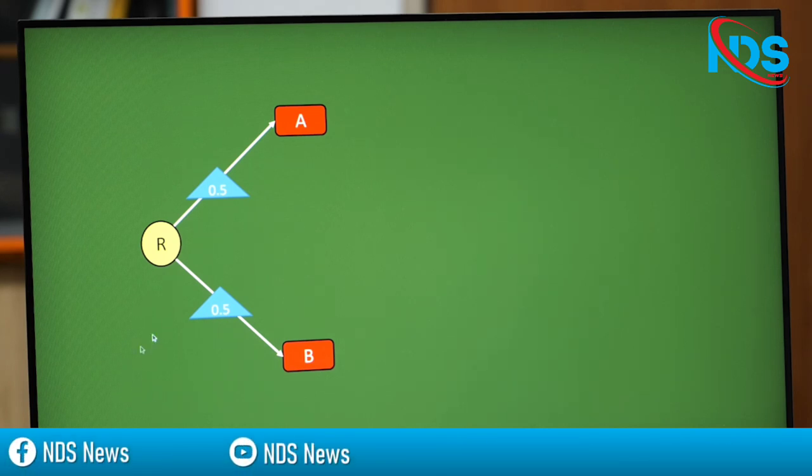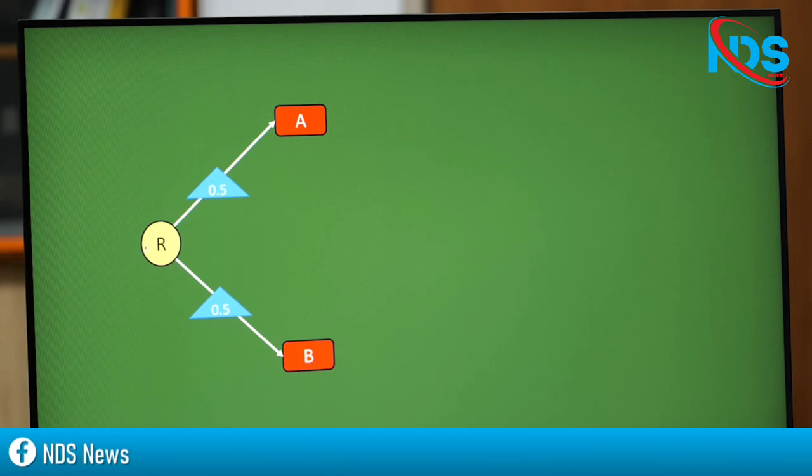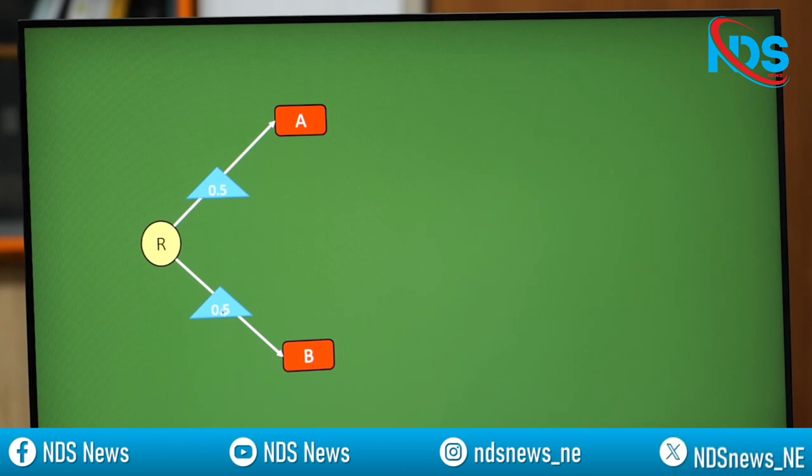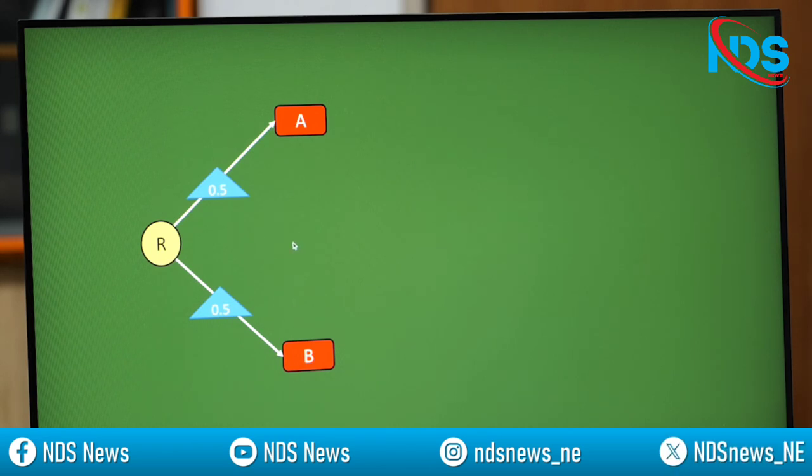So here we have a two-arm RCT. Say for example, A is the new drug and B is the existing drug. And what we do is, patients come in and we toss a coin, a fair coin, with probability 0.5 head and probability 0.5 tail. Then if the head comes out, the patient will get A, and otherwise the patient will get B. So this will make a balanced comparison between the two treatments, A and B.